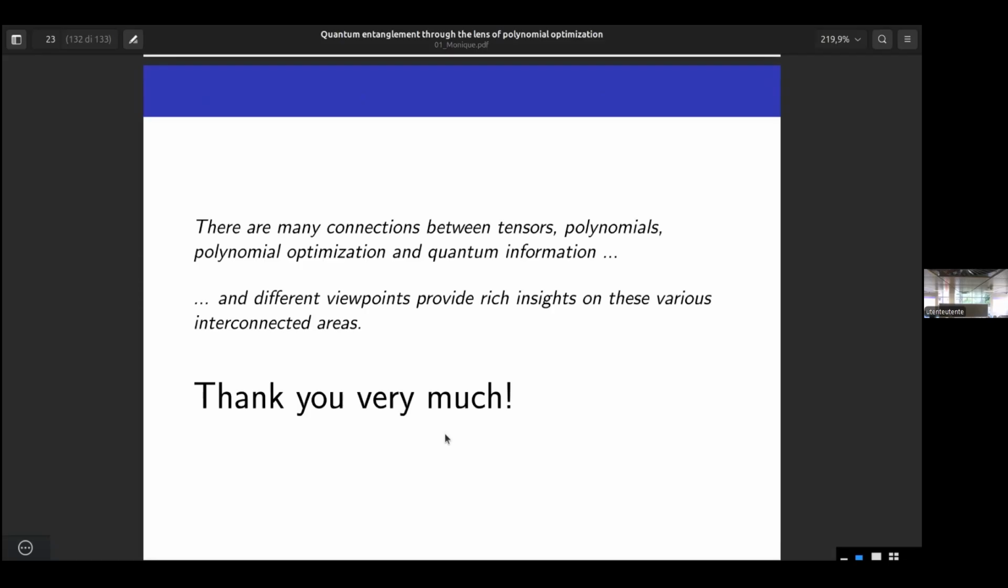So I just tried to explain how there are connections between tensors, polynomials, polynomial optimization, and quantum entanglement. And I think the different viewpoints bring new insights that can be very useful. Thank you very much for your attention.